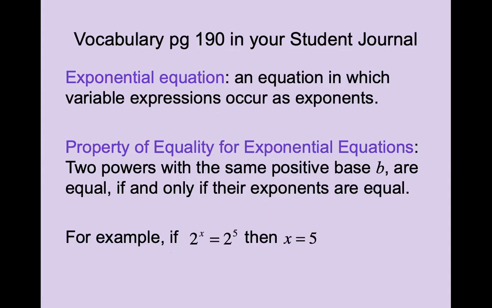All right, an exponential equation is an equation in which variable expressions occur as exponents. So today you're going to see things where it's not just numbers as the exponent, it could be some variable expressions. So you're going to see some x's up there. Property of equality for exponential equations: 2 powers with the same positive base b are equal if and only if their exponents are equal. And I gave an example there. So if I have 2 to the x is equal to 2 to the 5th, that means that this x has to equal 5, okay, in order for this to be a true statement.